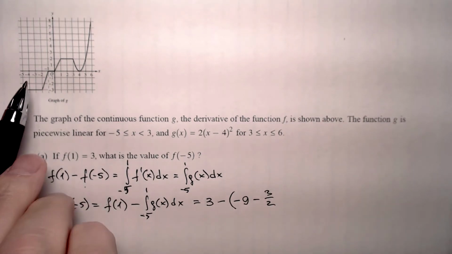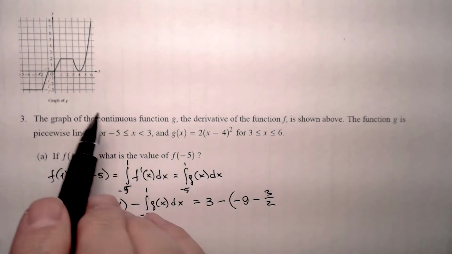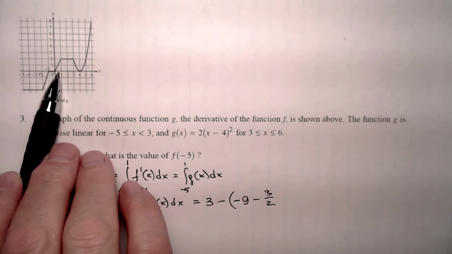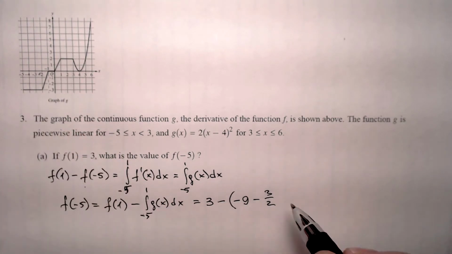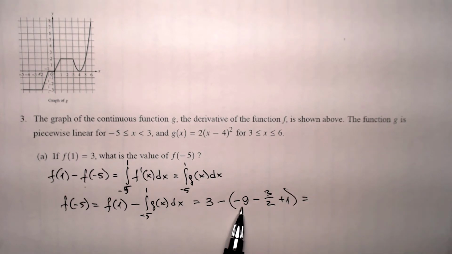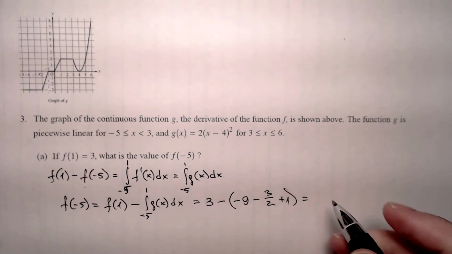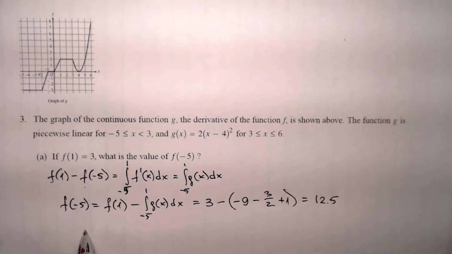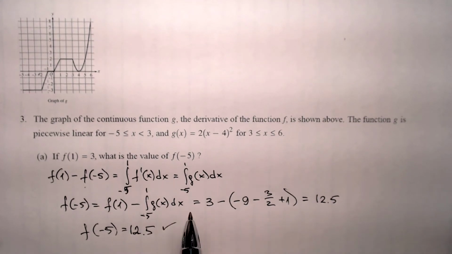And again it's negative because it's below the x-axis, plus 0, and plus 1 because this is a triangle with base 1 and height 2, so it's plus 1, which is negative 9.5, another negative, plus 9.5 plus 3, so it will be 12.5. So the answer is f of negative 5 is equal to 12.5, and this is our final answer.